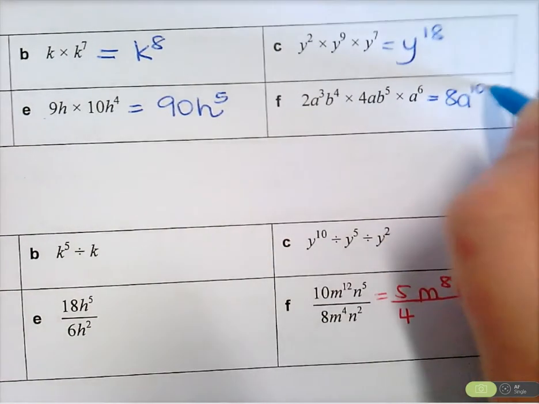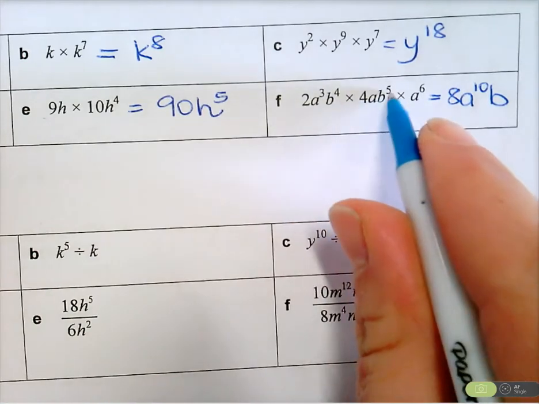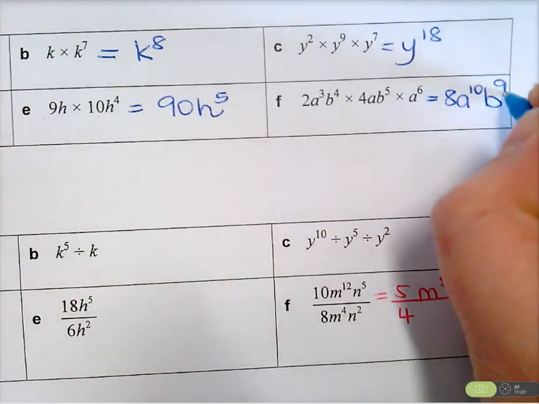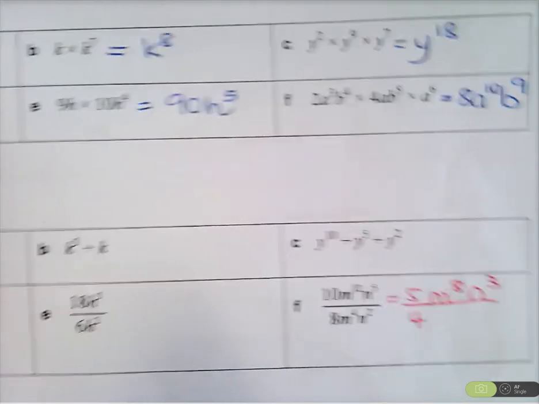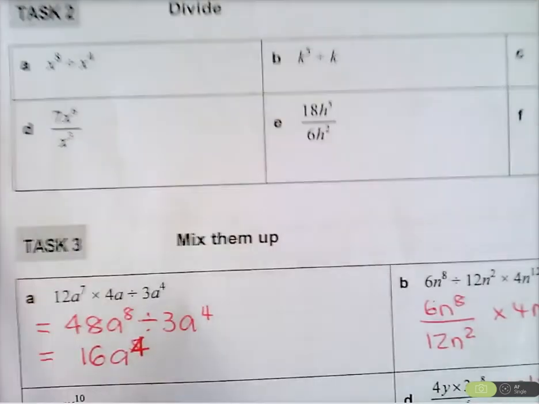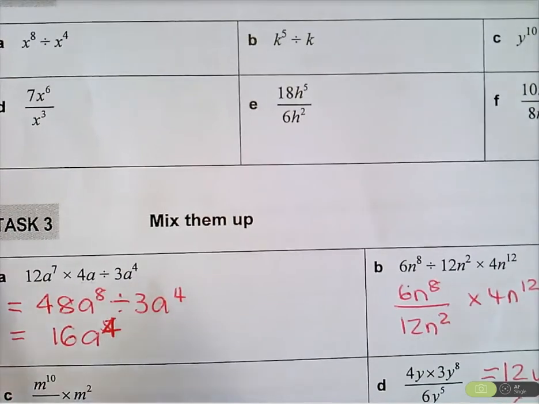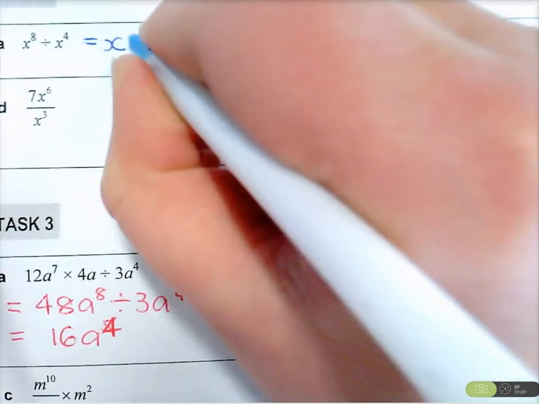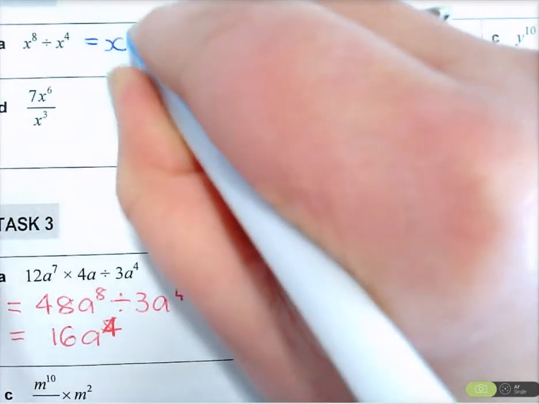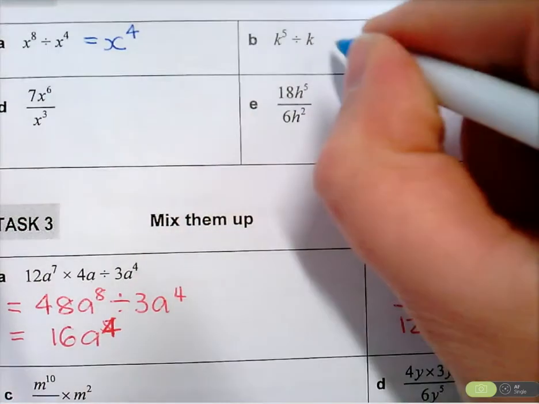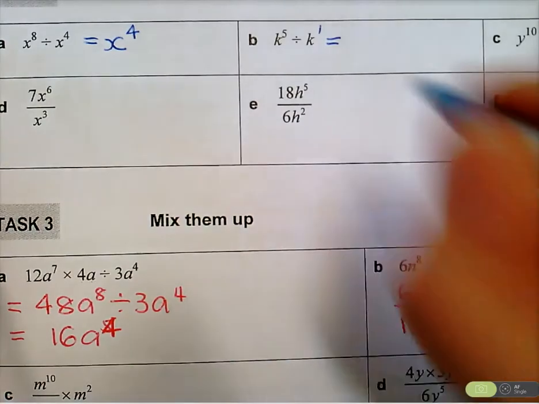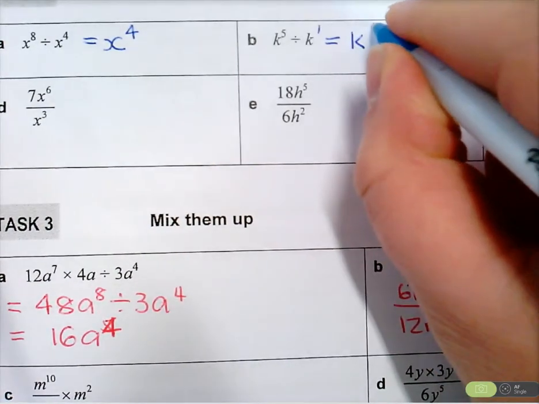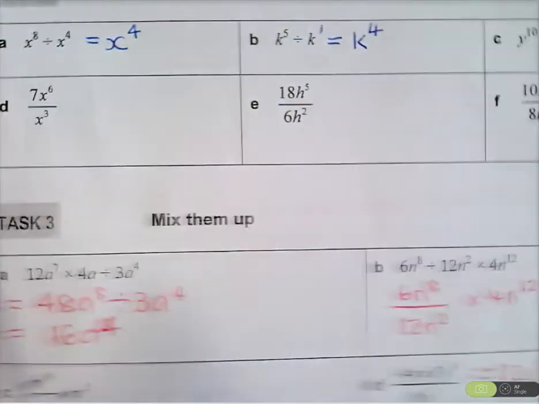And we've got b to the power of 4 and 5. Okay? All right. The division ones, just going over those. x to the power of 8 divided by x to the power of 4. Subtract the indices. Bases are the same. x to the power of 4. The next one, k to the power of 5 divided by k to the power of 1 is k to the power of 4.